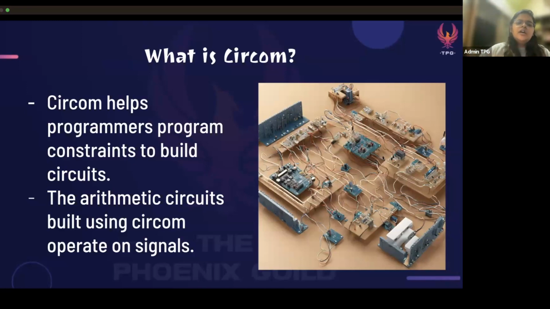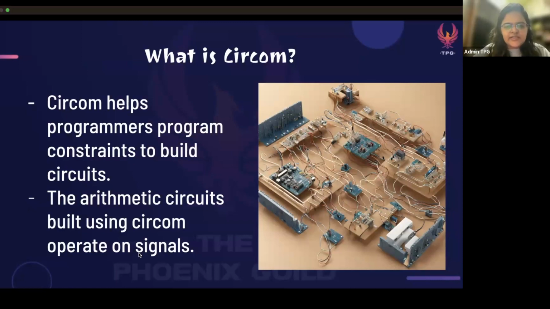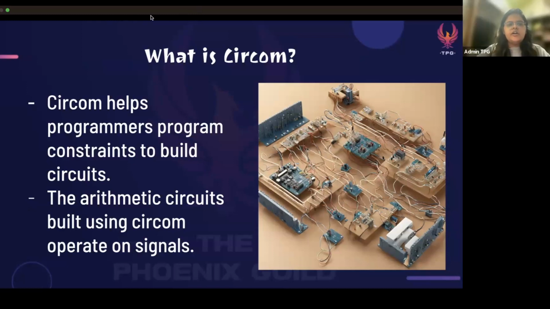So what is Circom? You can think of it as a programming language or a circuit based language which helps programs program constraints to build circuits. And these circuits are the ones that are used in zero knowledge proof systems, mostly snarks in this case, to create proofs. And the arithmetic circuits that are built using Circom operate on something called signals. So this is the very base of what Circom is all about. It expects you to send some signals into the Circom code, and then you can have an output from the Circom code, which is also in the form of signals.